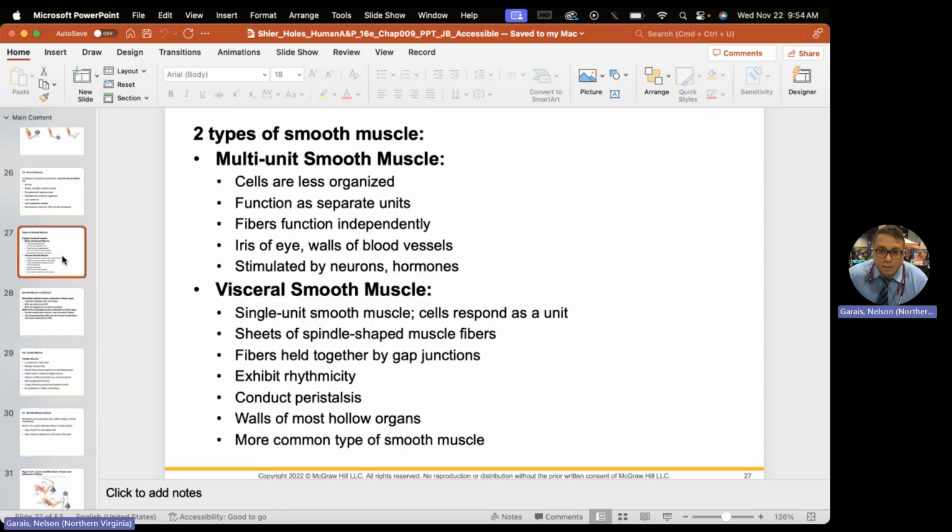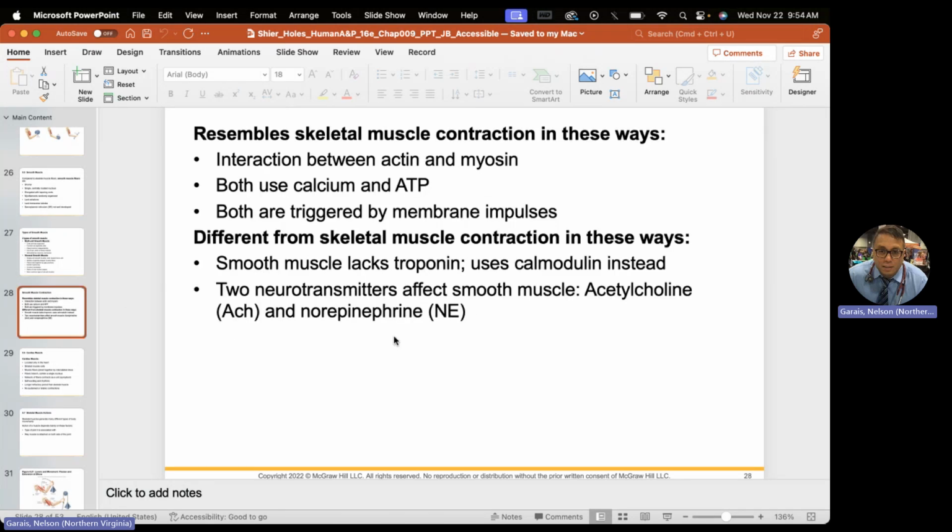Now, another thing you can add to your skeletal versus smooth muscle is that smooth muscle not only utilizes the neurotransmitter acetylcholine, smooth muscle also uses norepinephrine. Another thing that smooth muscle doesn't have is troponin. Skeletal muscle has troponin and tropomyosin, but smooth muscle has calmodulin. So add these to your chart regarding the differences between skeletal and smooth muscle, because that definitely is going to come out.